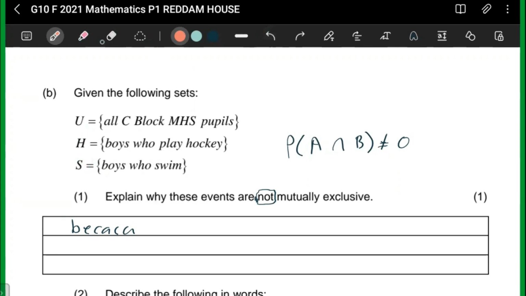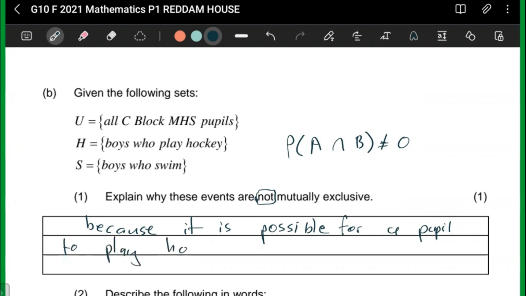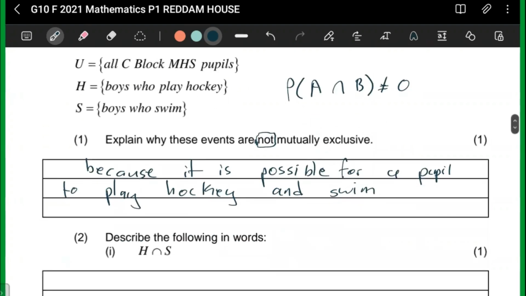It is possible. See? So let's say here, because it is possible for a pupil to play hockey and swim. You see, so that probability would not be a 0, meaning you would not have mutually exclusive events, or you're not dealing with mutually exclusive events.